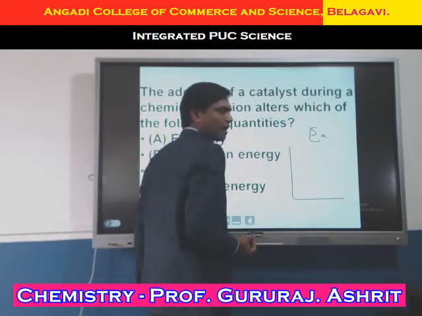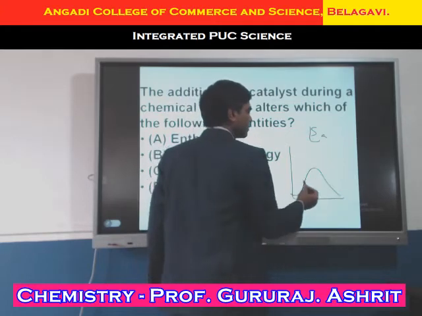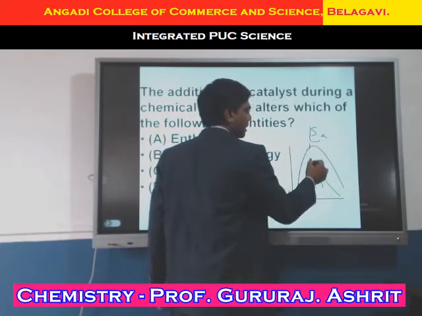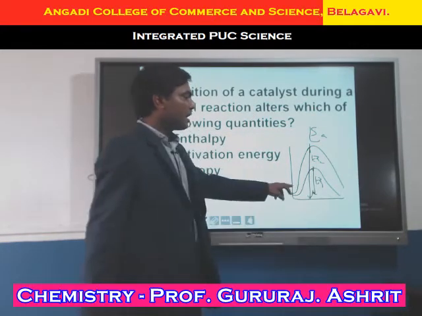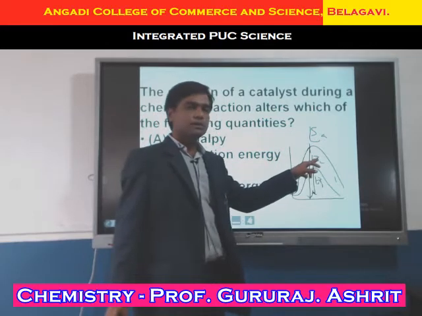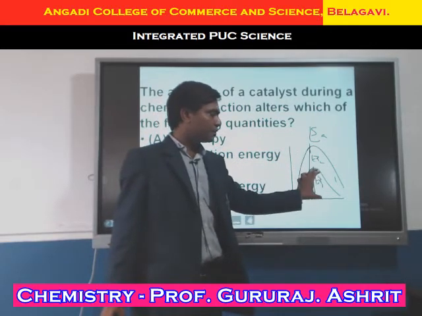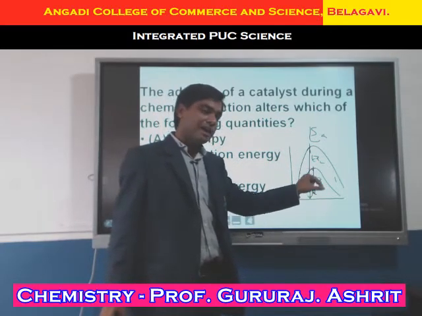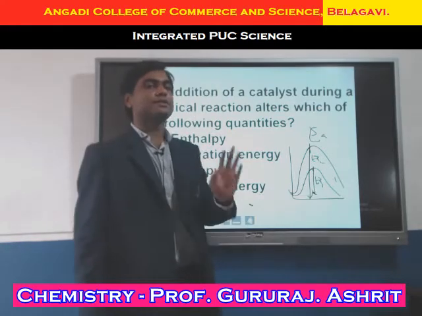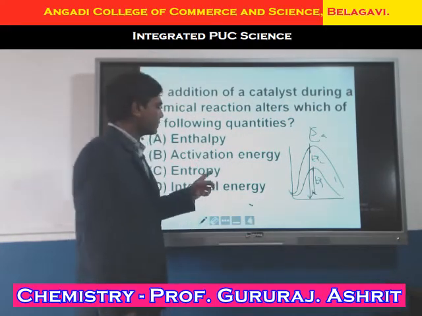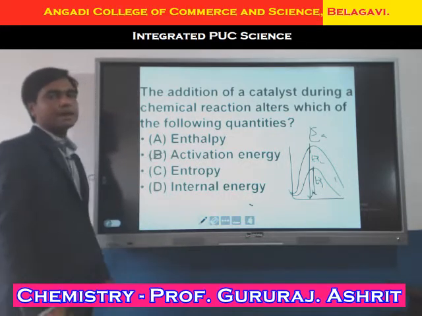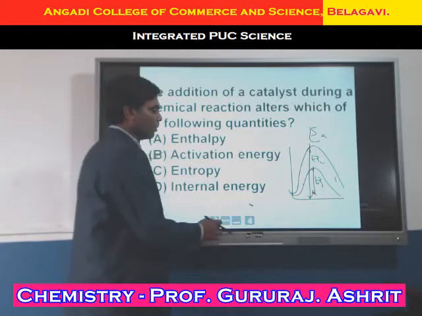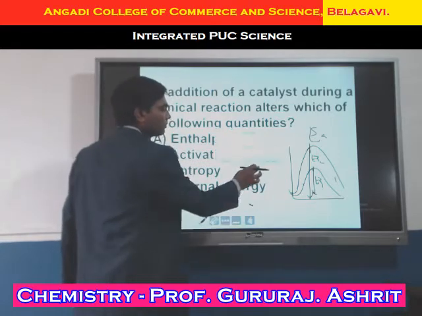If you plot the graph, we have two graphs like this, and we can consider one as Ea1 and this one as Ea2. If the graph is this large, then no catalyst. If the graph is somewhat smaller, it has a catalyst which decreases the activation energy. Hence, the factor which is altered is the activation energy. Okay. Next question.